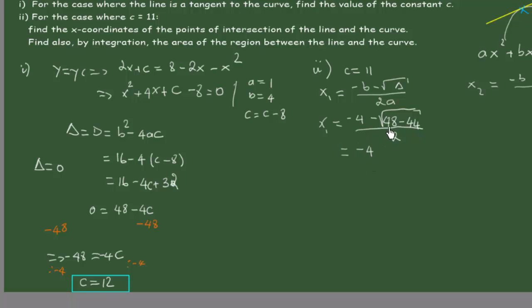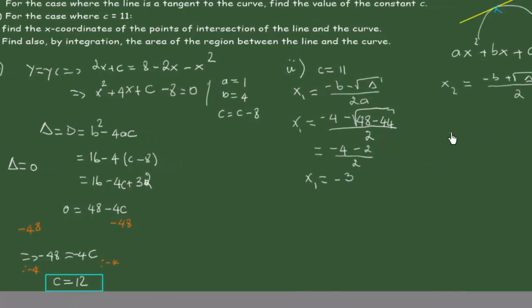And this is equal to, we have minus 4, and here we have the square root of, 48 minus 44 is 4, and the square root of 4 is 2, so we have minus 4 minus 2 over 2, and this equals minus 6 over 2 is minus 3. That's our first solution, x1 is minus 3.